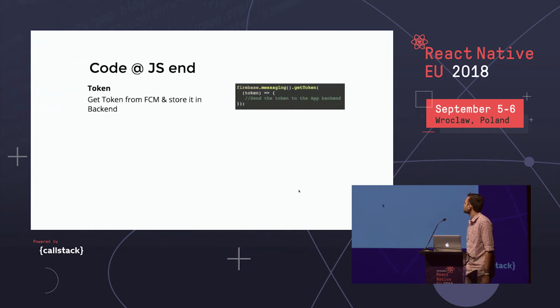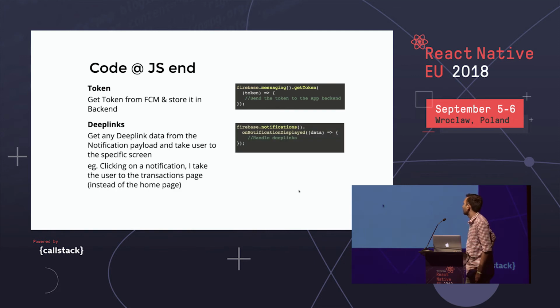On the JavaScript end, it's basically a few lines of code to actually get the token, and an API call to your backend to actually store the token. Then you might want to process all the notifications that you receive on your JavaScript end. Let's say you want to take the user to a specific screen, or you want to track some metrics that the user has clicked your notification.